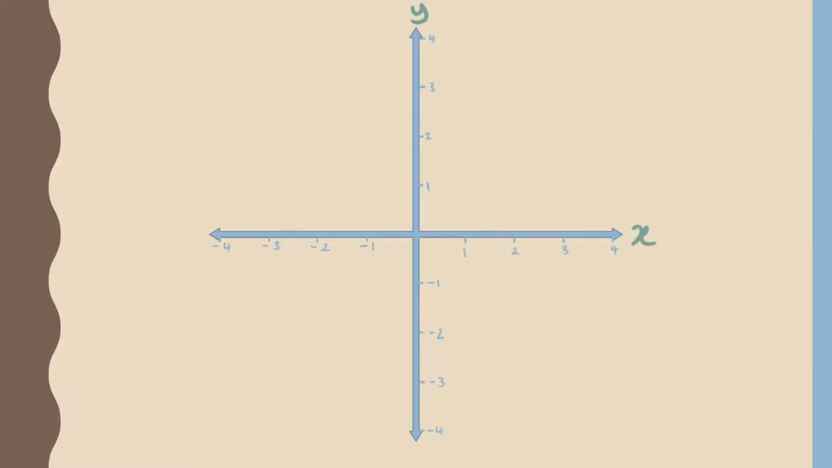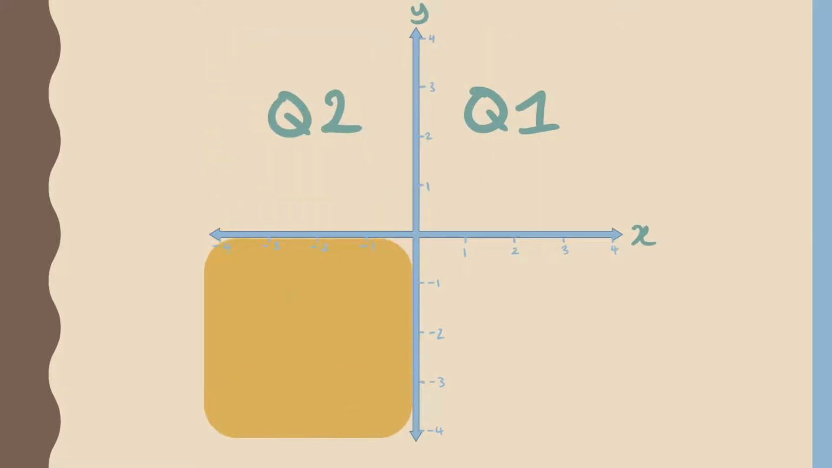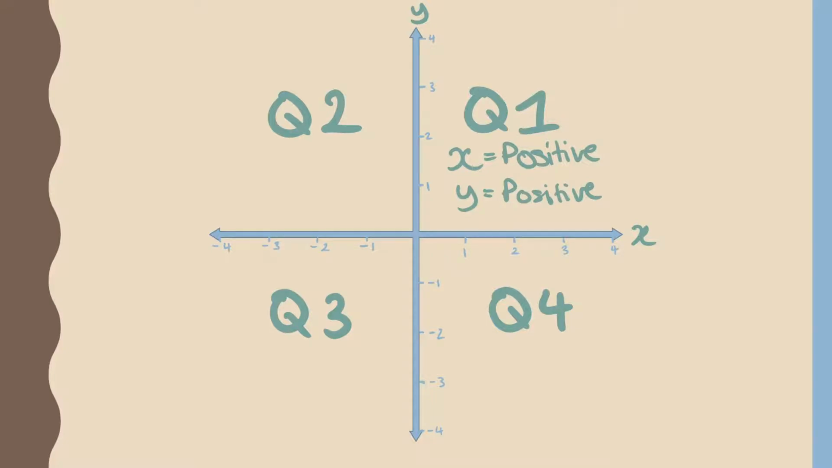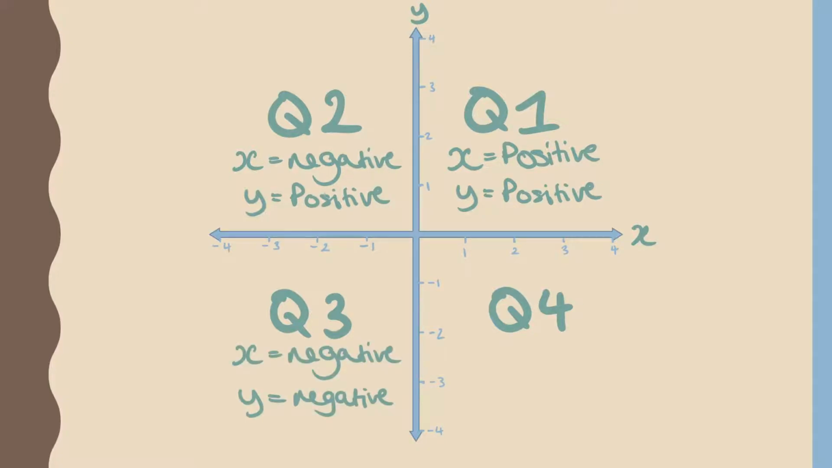Okay, let's have a look at this. We have 4 different quadrants. This is quadrant 1, quadrant 2, quadrant 3, and quadrant 4. In quadrant 1, x is positive and y is positive. In quadrant 2, x is negative and y is positive. In quadrant 3, x is negative and y is also negative. And in quadrant 4, x is positive and y is negative.